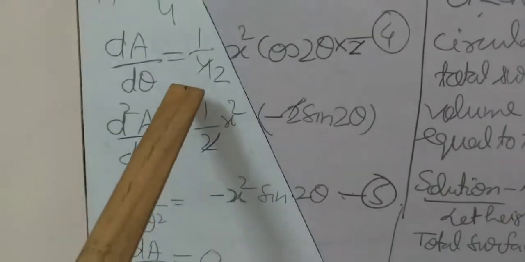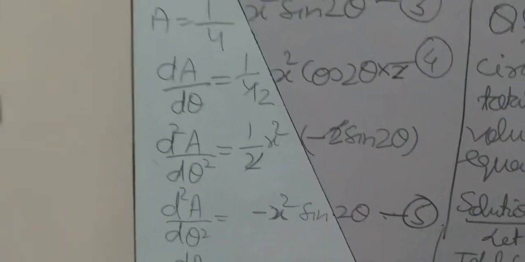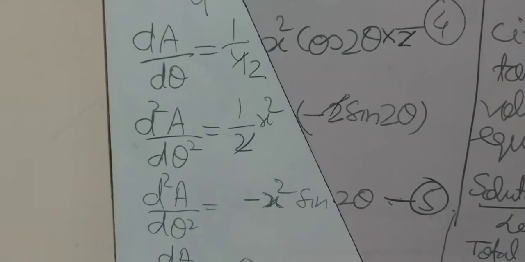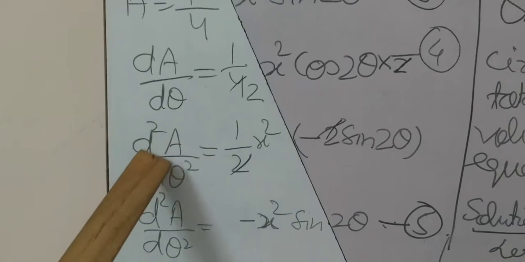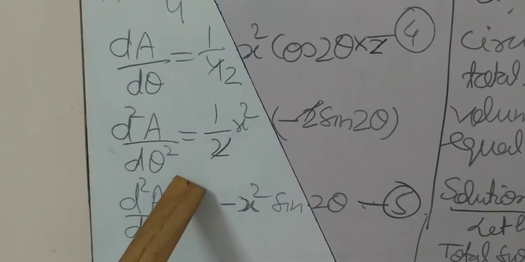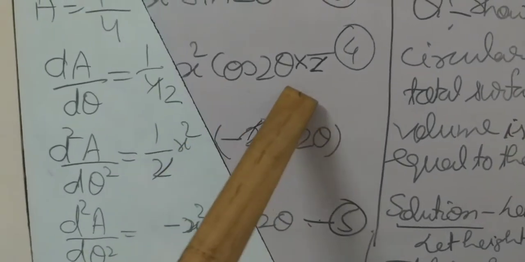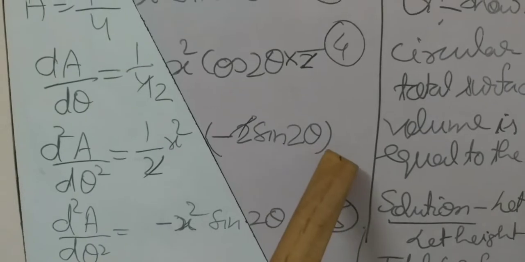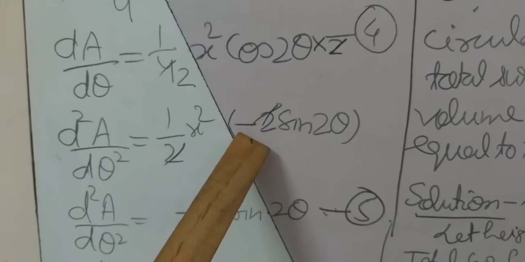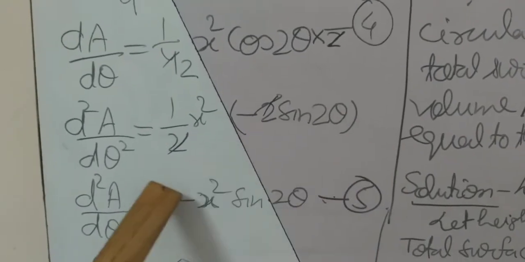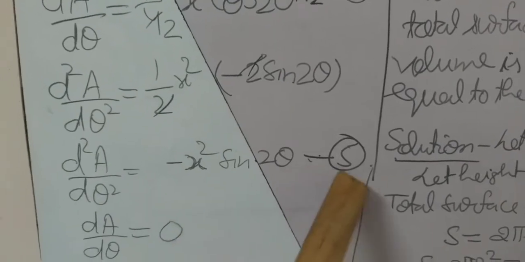Now students, we are going to use the second order derivative test here to find out maxima or minima. That's why we are going to differentiate it again with respect to theta. d square A upon d theta square equals 1 upon 2 x square. Now derivative of cos 2 theta is minus sin 2 theta, and derivative of 2 theta is 2. That's why minus 2 sin 2 theta, the 2s cancel. d square A upon d theta square equals minus x square sin 2 theta.